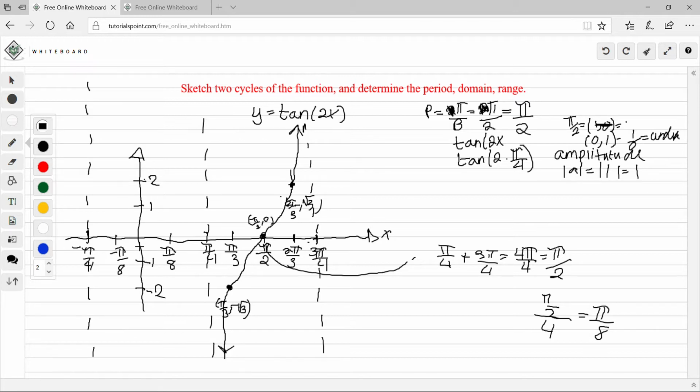So for this cycle, when you plug in the value pi eighth, you get positive 1. So this is pi eighth, comma 1. And then when you plug in 0, you still get 0. And then when you plug in negative pi eighth, you get negative 1. This is negative pi eighth, comma, negative 1. So it will look something like this.